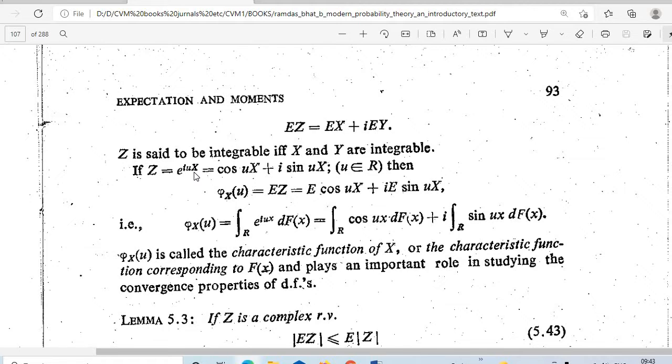We denote it like this: phi x of u is the characteristic function. Phi x of u is equal to the expectation of z, that is, the expectation of cos ux plus i times the expectation of sin ux. Phi x of u is equal to the integral over r of e raised to i ux dF of x. That is the formal definition. Using the right side, you can write it as the integral over r of cos ux dF of x plus i times the integral of sin ux dF of x. So this phi of x is called a characteristic function.